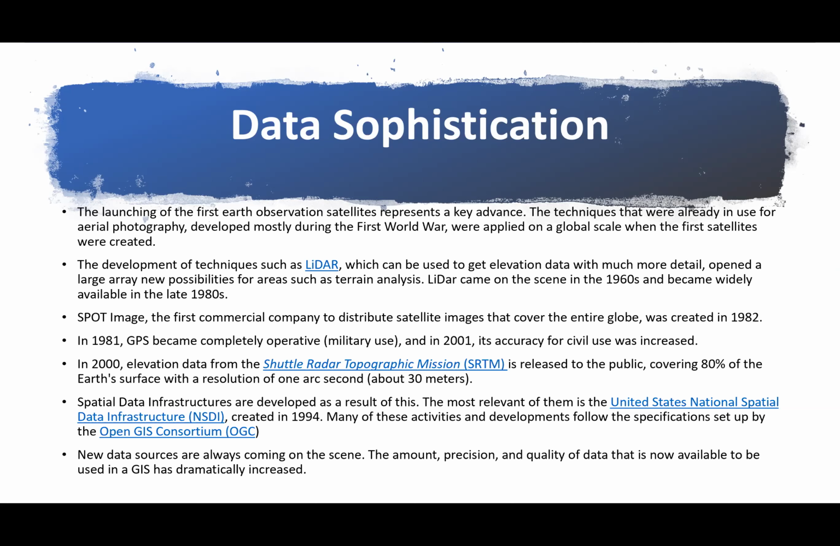We have spatial data infrastructures that are developed as a result of all of this new data coming on the scene. The most relevant of them is the U.S. National Spatial Data Infrastructure. That was created in 1994. And many of these activities and developments follow the specs set up by the Open GIS Consortium, the OGC. New data sources are always coming on the scene. You could create them, you can find them. Somebody comes up with the next view into spatial data, and the amount, precision, and quality of data that's now available in a GIS has dramatically increased.